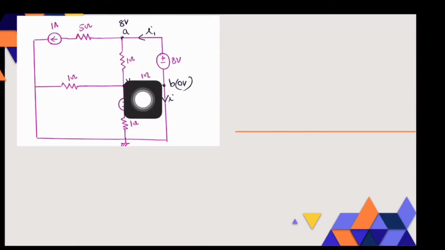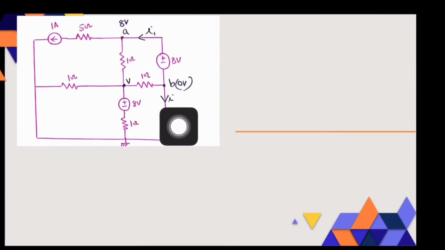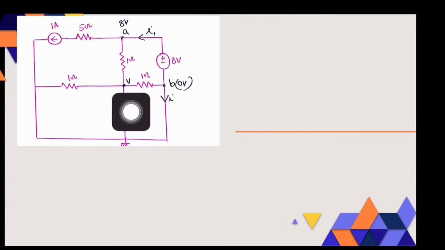Now we are going to write KCL at node V. At node V, we have 4 branches and correspondingly 4 branch currents. These 4 branch currents are unknown currents, hence we assume all of them are outgoing currents at node V. Let us find out the expressions of all these 4 unknown branch currents at node V.